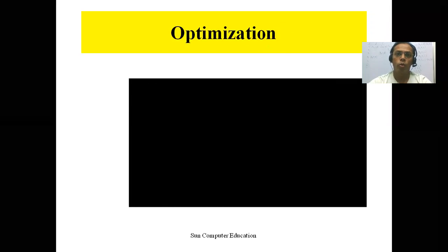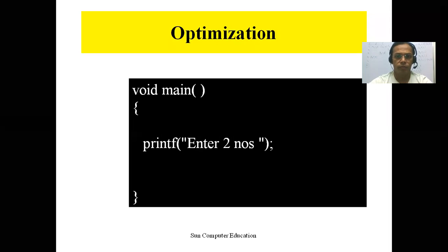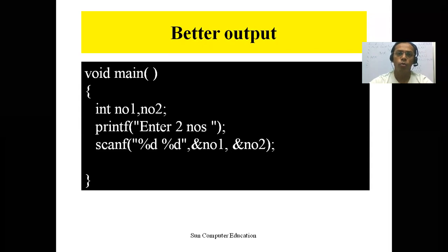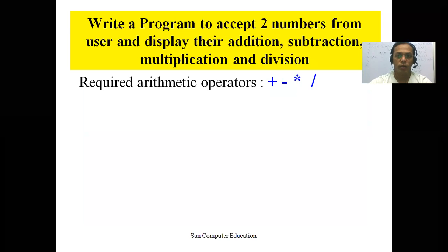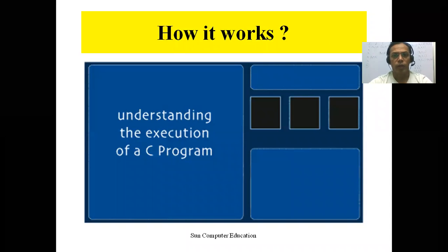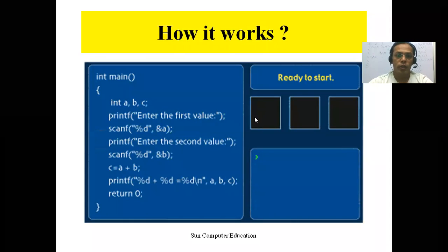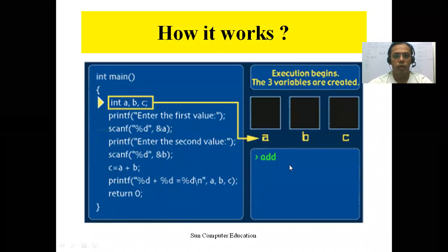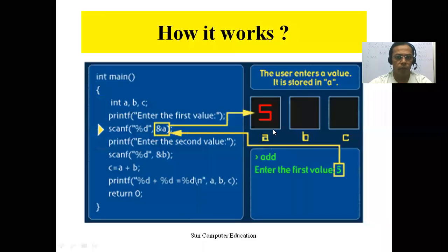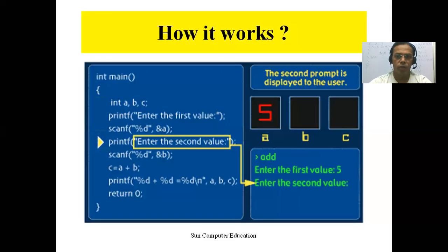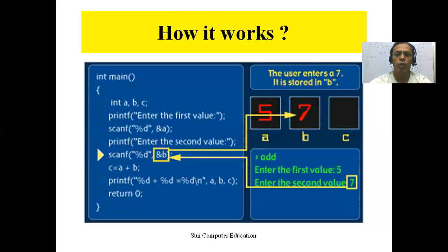Correct? We have learned how to optimize it. And then we have learned how to display better output. And then we have also seen yesterday how the program works internally. Correct? We have seen how it executes, it prints, accesses the value of A, stores it in A, then accesses the value of B, stores the second value in B. So all this we have seen yesterday.